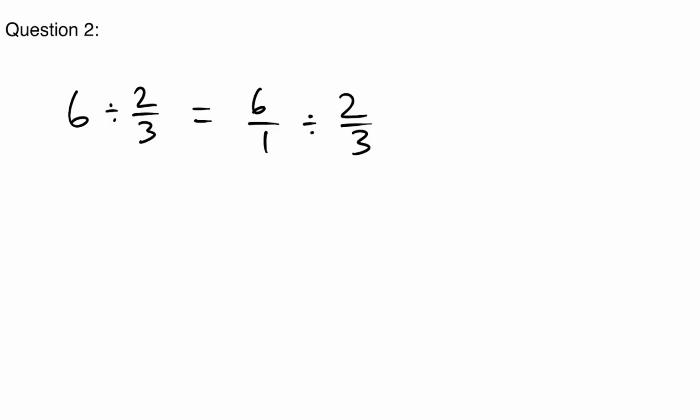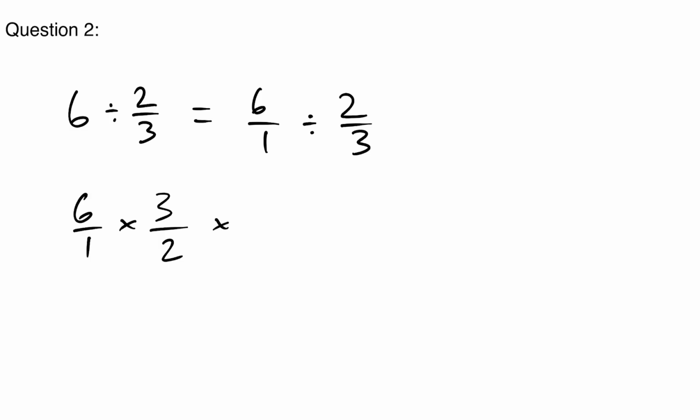And now that we have this, we need to apply the keep, change, flip rule. We're going to keep 6 over 1 the same, we're going to change division to multiplication, and then we're going to flip 2 over 3 to 3 over 2. And now that we have this, we can simply multiply the numerators and the denominators together.